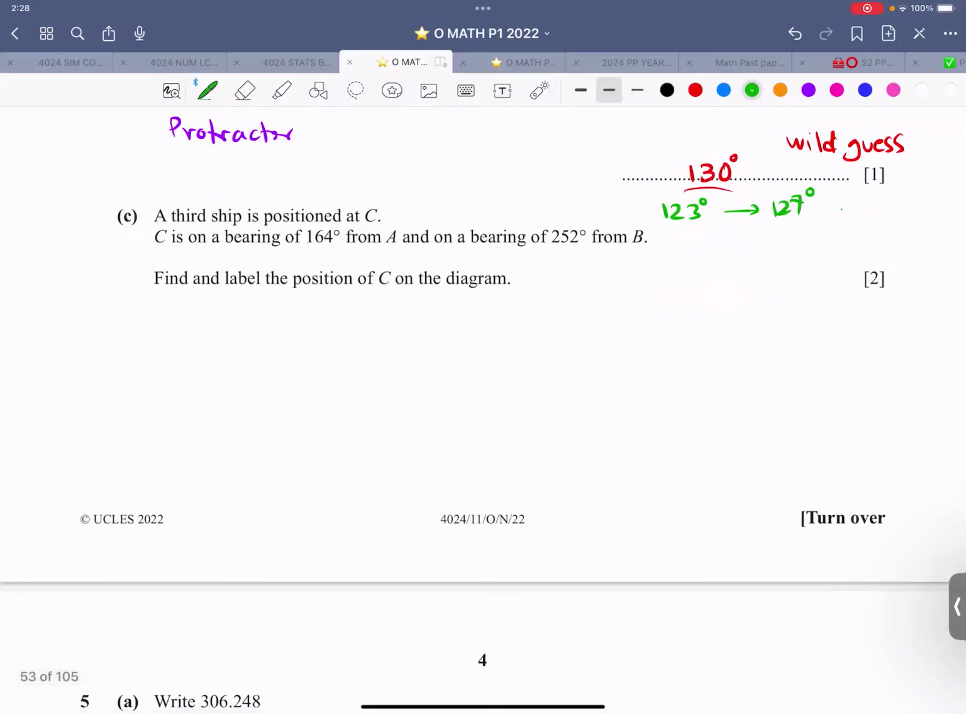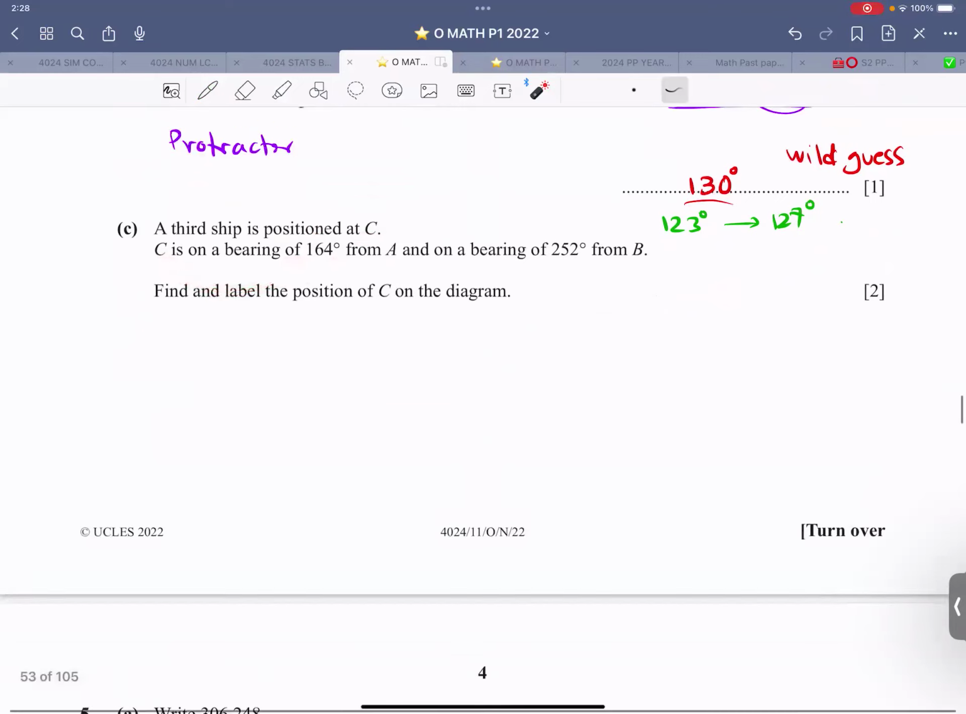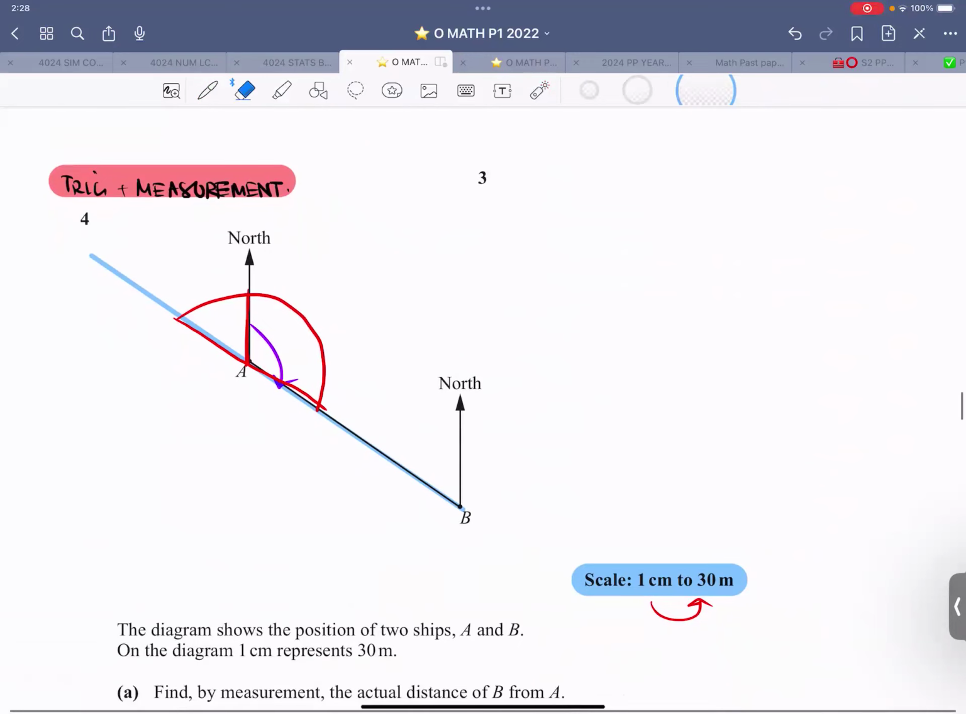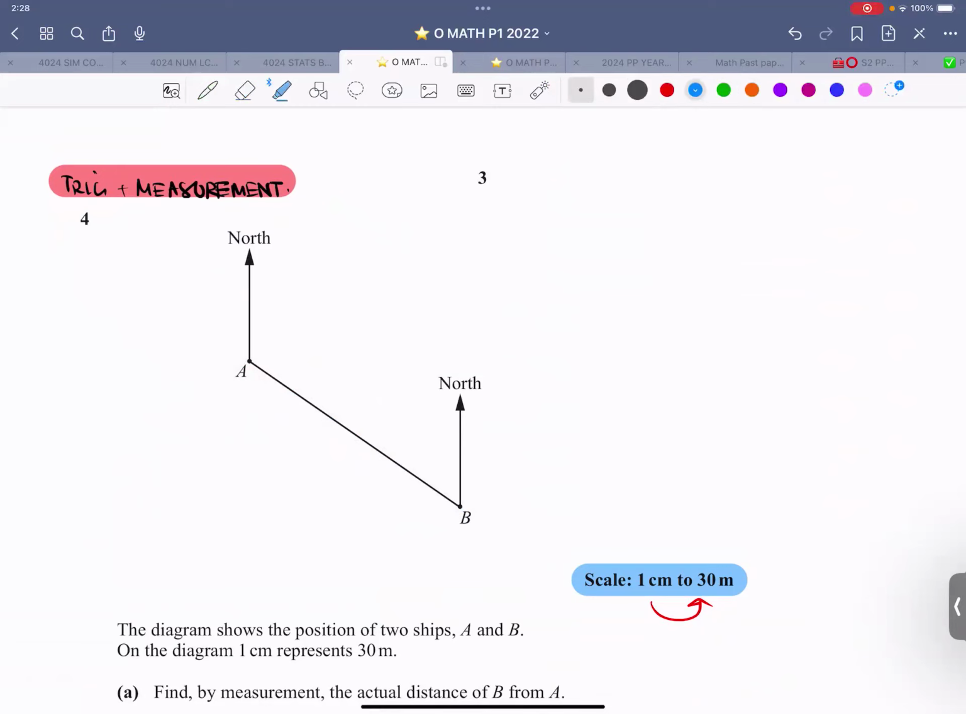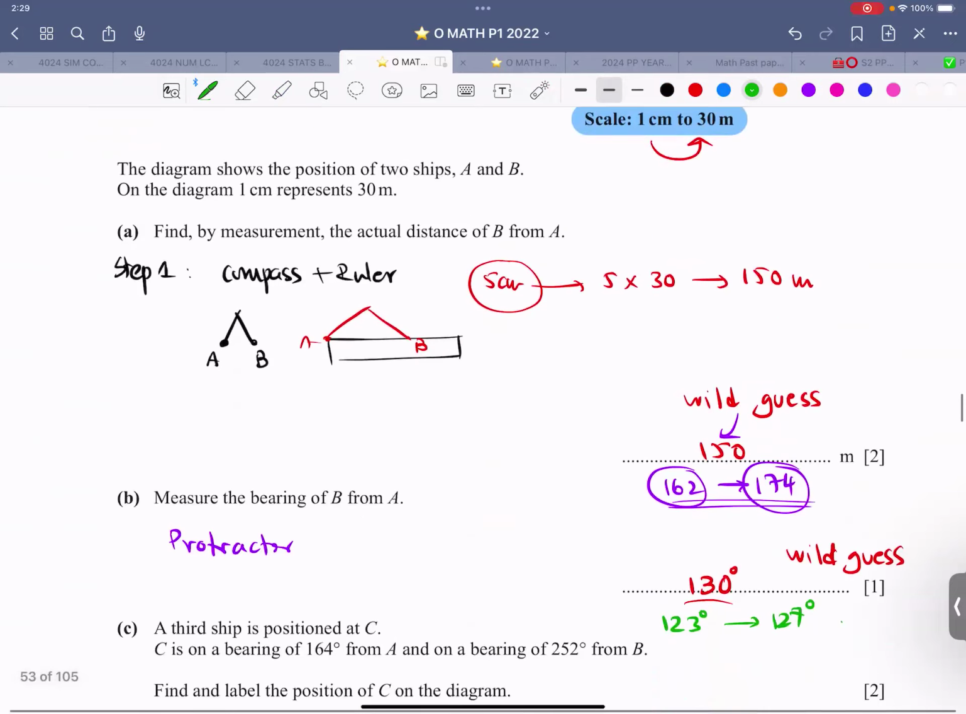Now the third one, a third ship is positioned at C. Where is C? C is on a bearing of 164 degrees from A. So let me just erase all these lines. It's on a bearing of 164 degrees from A. That means if this is 130 approximately, so 160 should be something like this. So let me draw a line like this. Somewhere over here should be this angle that is 164 degrees. Again, this is a rough diagram.